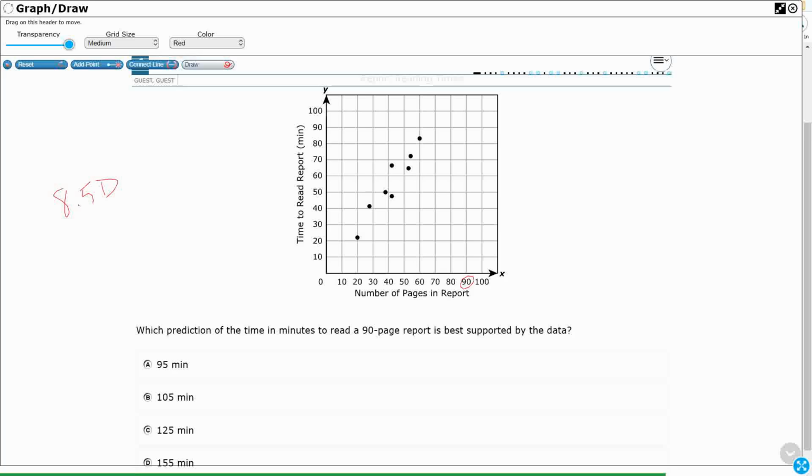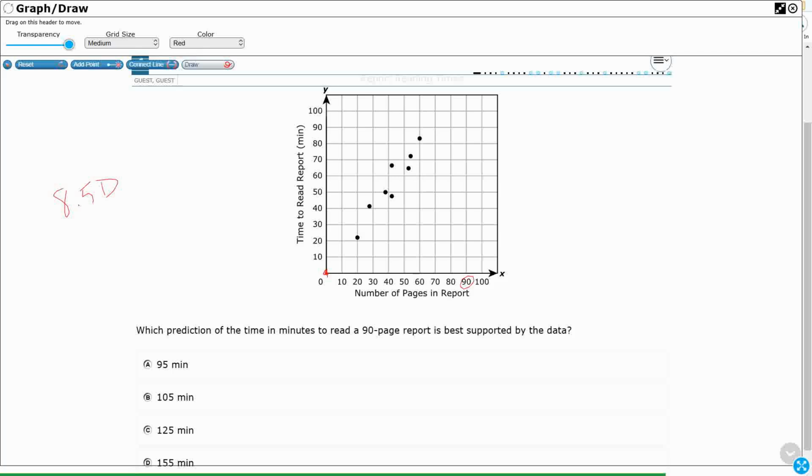Now, there's a few different ways that we can solve this because a lot of times what ends up happening is we kind of go off the graph a little bit. And so let's think of if we just want to graphically solve this, right? We can assume this is going to be proportional because 0 time to read is for 0 pages. Right, and what we're doing is we're looking for a line of best fit.